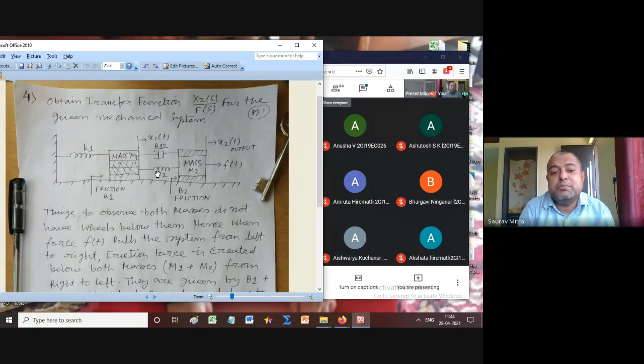But these two components, B12 and K2, will be written as B12 into d/dt of (x1(t) minus x2(t)), and K2 into (x1(t) minus x2(t)). I will repeat: the B12 dashpot dynamics will be written as B12 into d/dt of (x1(t) minus x2(t)), and the spring as K2 into (x1(t) minus x2(t)). Okay, and then K1 x1, then B1 dx1/dt, then mass M1 d2x1/dt2, all those things are there.